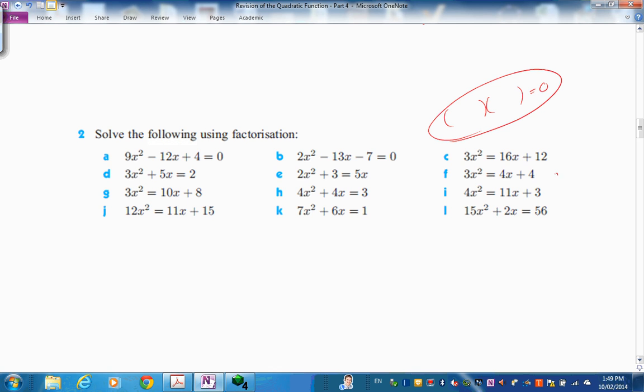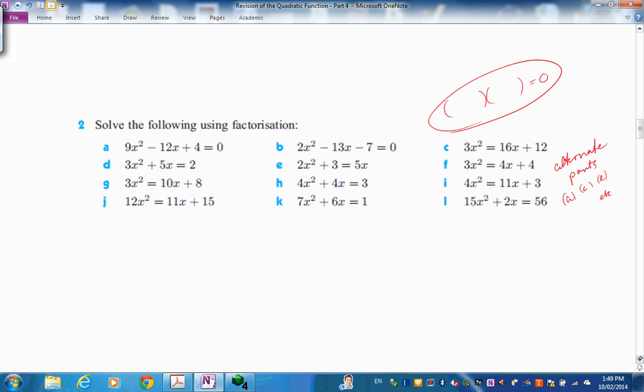I think here you might just try every other part, or what's called alternate parts. So that's A, C, E, etc. Alright, let's look at the answers to those then.